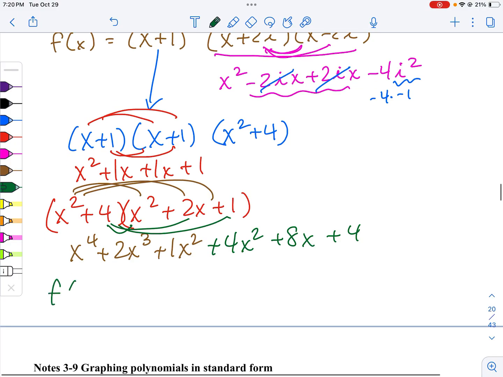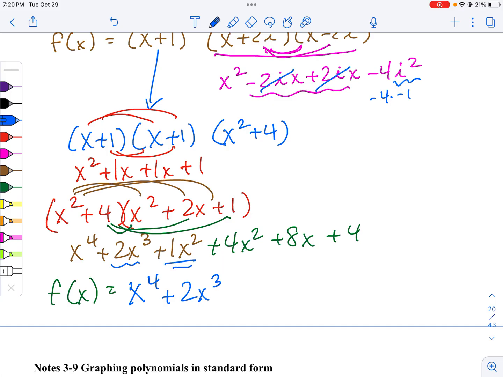So our last step for this one, and notice we do have a polynomial that has a degree of 4. So we've got x to the 4th. We've got a 2x cubed, and there's nothing else, so there's a 2x cubed. We got a 1x squared and a 4x squared, so that gives me 5x squared. And then I've got an 8x and a 4.